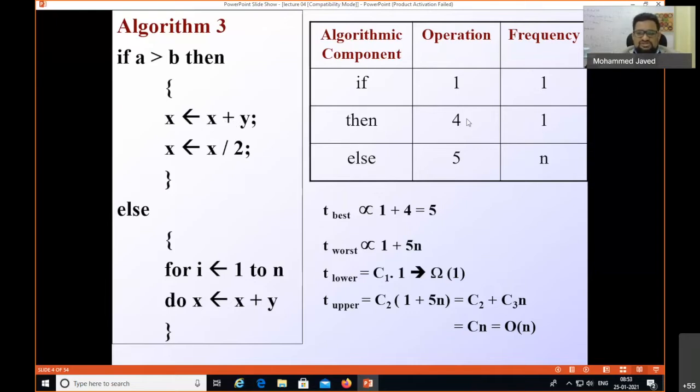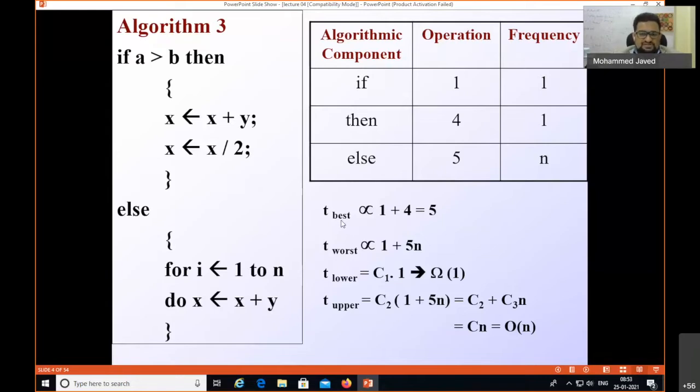Okay, so this is the here, and after else the number of operations are 5 and the frequency is n, right? So now here there are two things. One is the best case complexity and the second one is the worst case complexity, or you can say there is a lower bound and an upper bound for these algorithms.